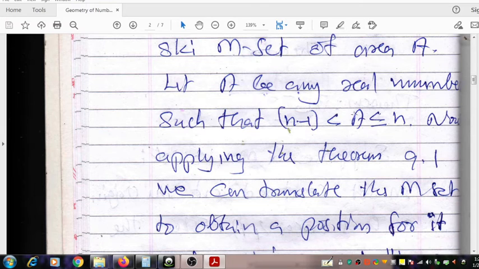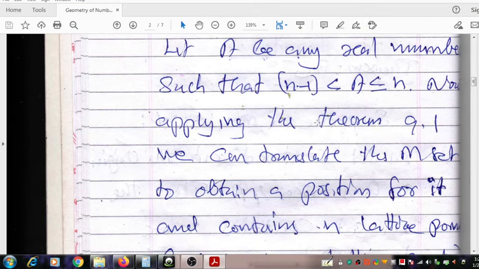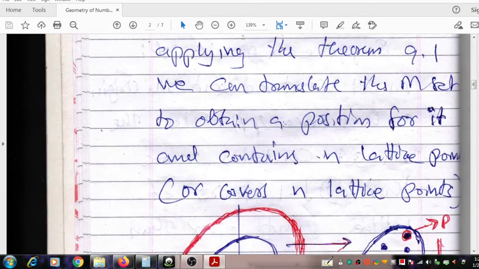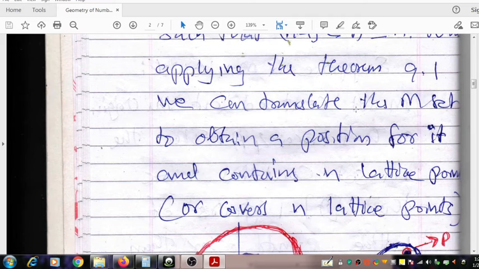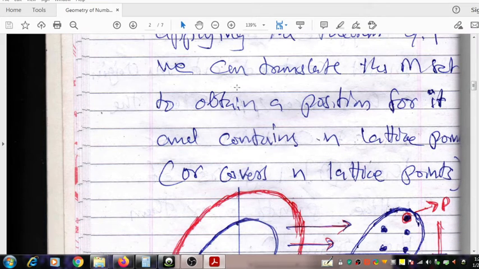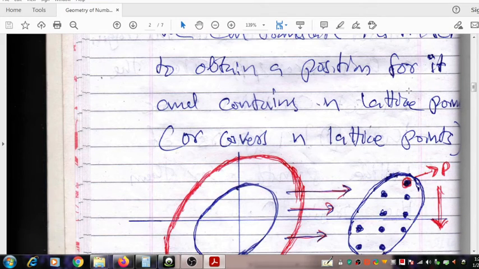Such that this condition is satisfied, you can find two natural numbers, one just below and the other one just above. So it satisfies n minus 1 is less than a, less than or equal to n. Now apply theorem 9.1. Applying theorem 9.1, we can translate the M set to obtain a position of it that contains n lattice points.